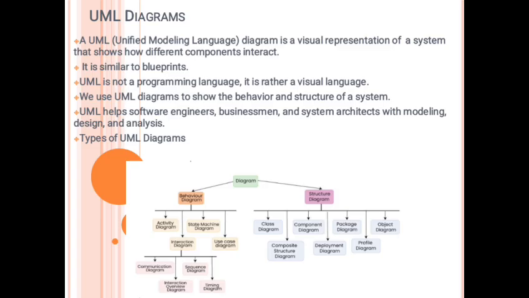UML helps software engineers, businesses, and system architects with modeling, design, and analysis. Types of UML are behavior diagram and structure diagram. Under the behavior diagram: activity, state machine diagram, interaction diagram, and use case diagram. Under the interaction diagram: communication, sequence, interaction overview, then timing diagram. Whereas structure diagrams are class diagram, component diagram, package diagram, object diagram, composite diagram, deployment diagram, and profile diagram.